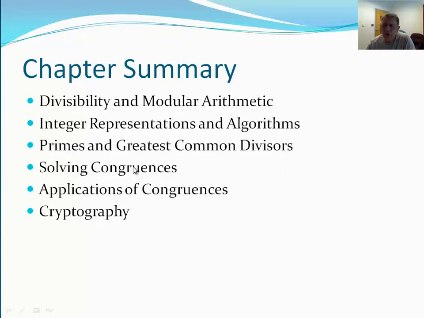technology today. So we're going to look at divisibility and modular arithmetic. Then we're going to look at integer representation and algorithms, meaning the base of the numbers. And then also we're going to look at primes and greatest common divisors. And also we will look at some applications, and finally we discuss briefly cryptography, what it is. This is going to take about 4 or 5 lectures, which we should do within the next 10 days.